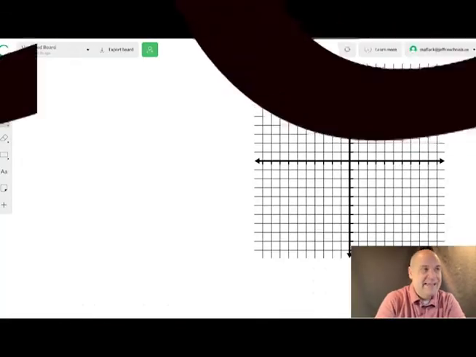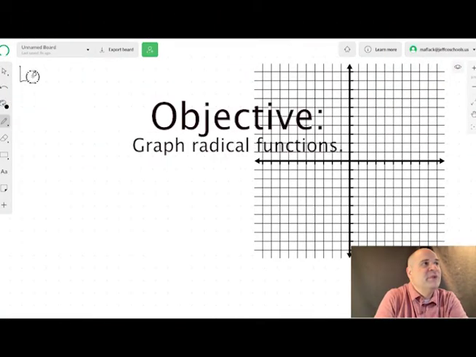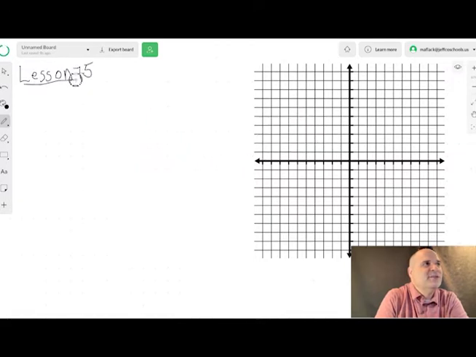Math! Oh yeah, it's time to graph radical functions. That's our objective for today. Lesson 75, graphing radical functions. So, let's go. In the past, we've had functions like y equals x squared.